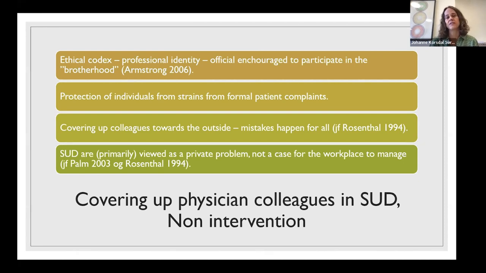But that is actually the fact that it's seen as a private problem. You probably know that already, because I think it's quite a general thing that we view the consumption of alcohol and drugs by and large as a private problem. And this also makes it difficult to intervene for workplaces, actually.